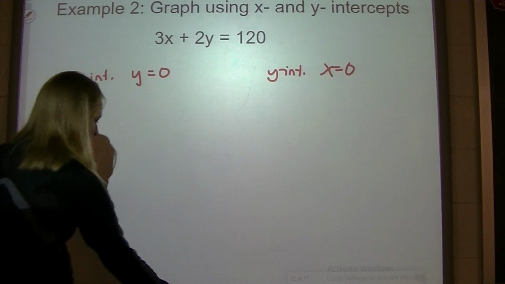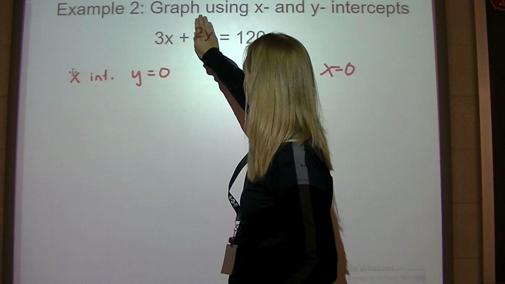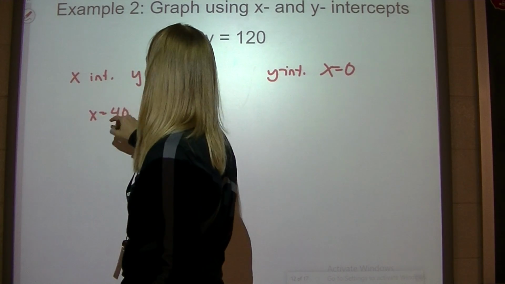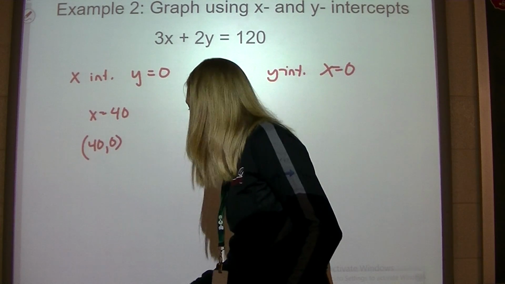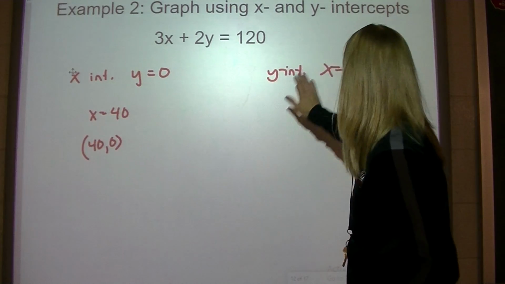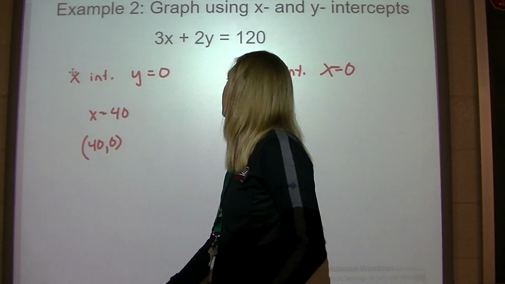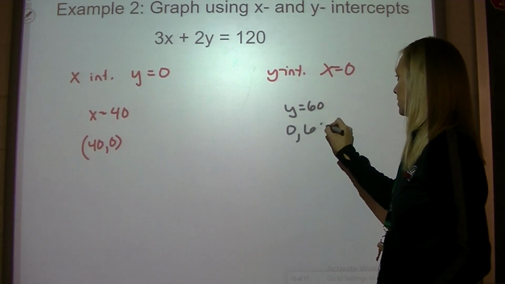Y equals 0 for my x-intercept. We have 3x equals 120. Divide by 3, we get x is 40. So my ordered pair is (40, 0). Here, for my y-intercept, x is 0, so 2y equals 120, divide by 2, y equals 60. So my ordered pair is (0, 60).